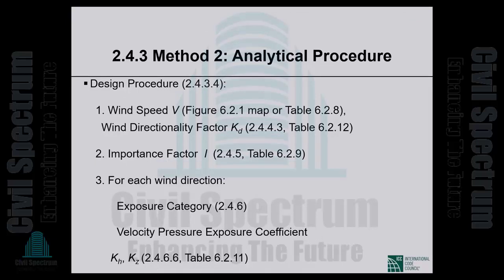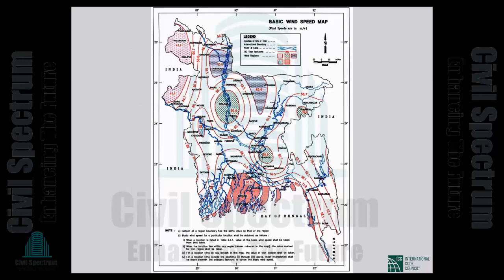Now the Method 2 in steps. First is find wind speed V and the wind directionality factor K sub D. Second is find importance factor I. Third, for each wind direction, establish your exposure category. And once you have your exposure category, you can calculate the combined height and exposure coefficient K sub Z and K sub H. So let us look at where those things come from.